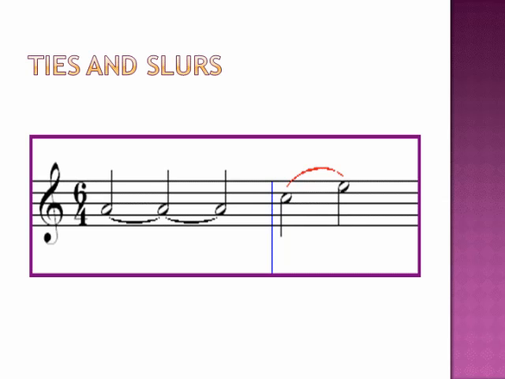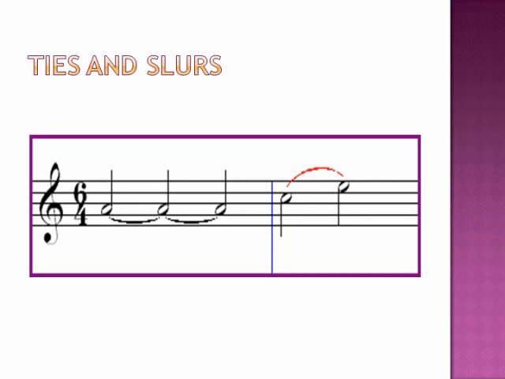The main reason to do this is to indicate a tied note over a bar line. When you want to have one note on that side of the bar line and one note on that side of the bar line, and you want that to be one sound that does not have a break in it, then you tie the note that's on this side to the note that's on this side. So that's the main reason you do that.